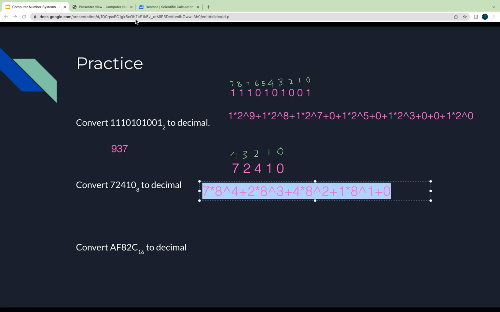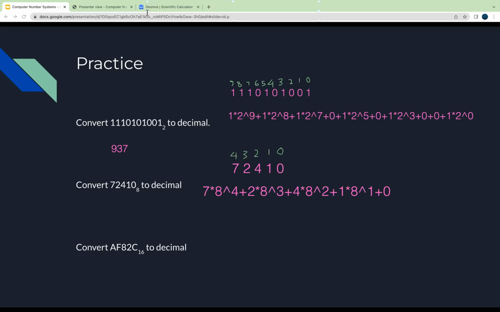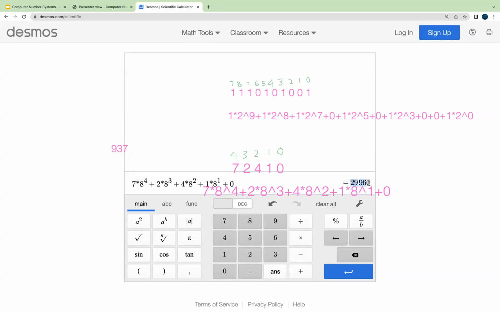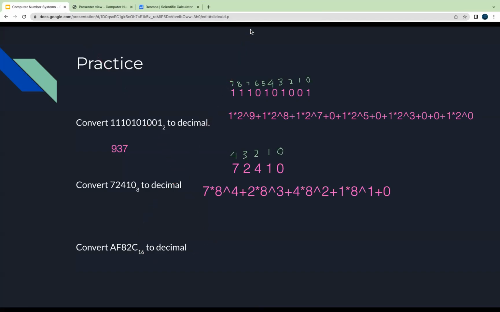And then we'll plug this into our calculator. Ooh, it's getting a little bit messy. And we get 29,960. And I'm gonna copy and paste that back here and put it as our answer.